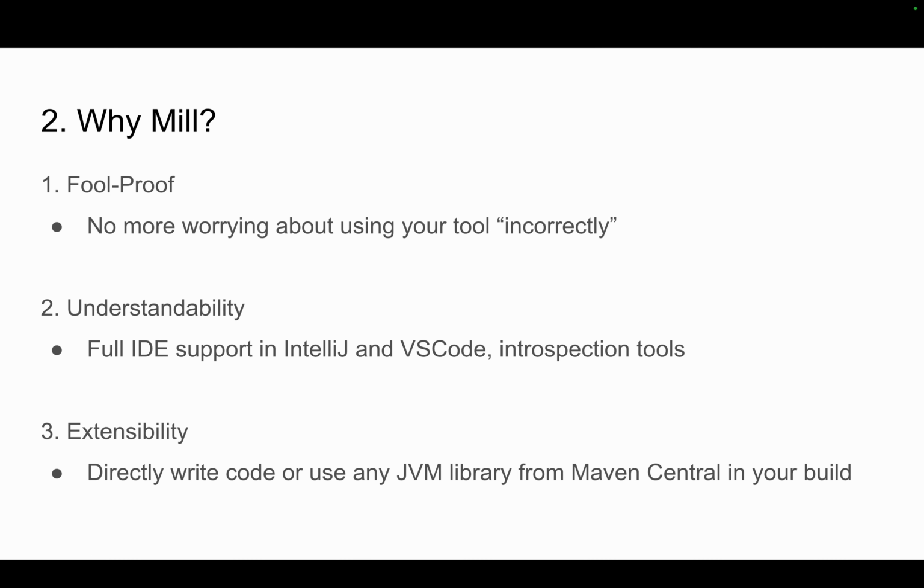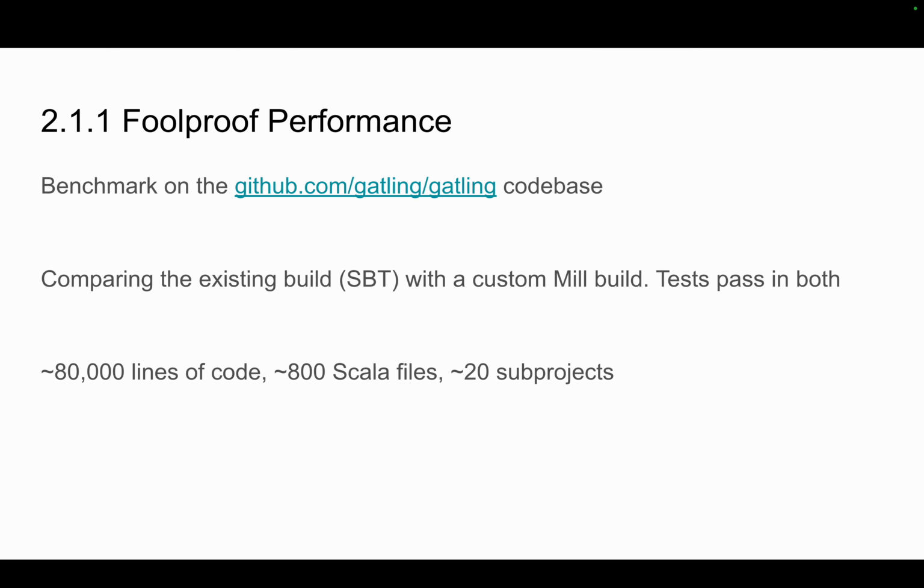And Mill lets you write Scala code to make your build do things, rather than trying to configure some plugin that some guy wrote 5 years ago and abandoned on GitHub. Let's go through one by one. So first, the foolproofness. One aspect of Mill that's interesting is that the performance is generally pretty good. And what's more interesting is you don't need to work for it the same way you have to work for the good performance in SBT or many other build tools.